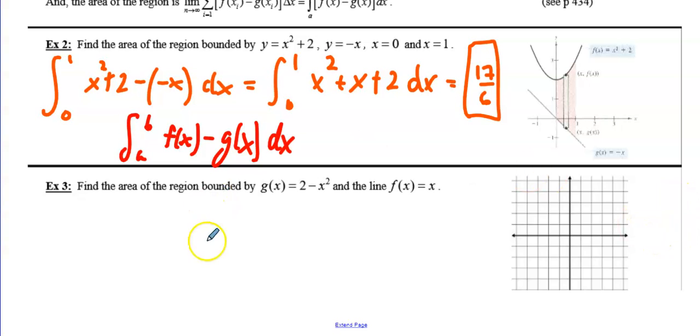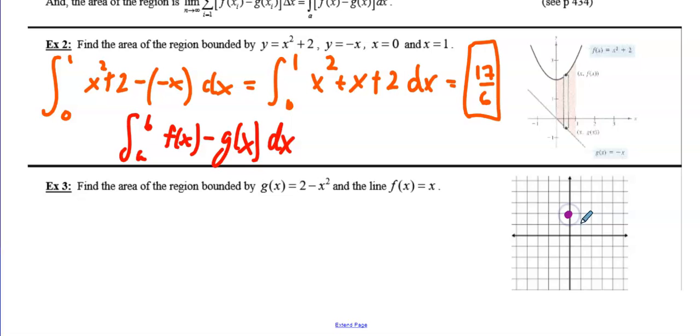So what if we don't give you the actual graph? You guys could use a calculator if you want to, but usually with these questions, the setup really involves just graphing the function. So I look at g of x, and I'm going to go ahead and say this is just going to be 2 minus x squared. So g of x is going to be negative x squared plus 2.